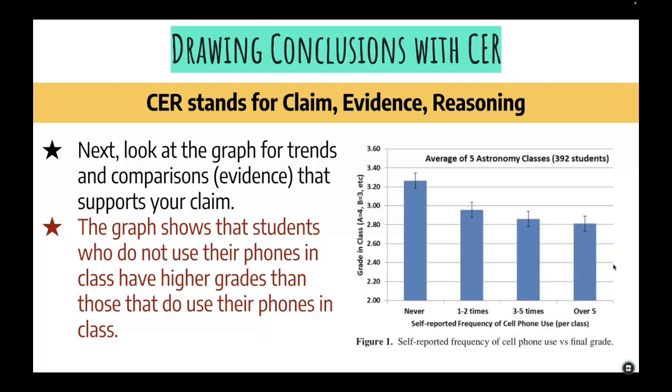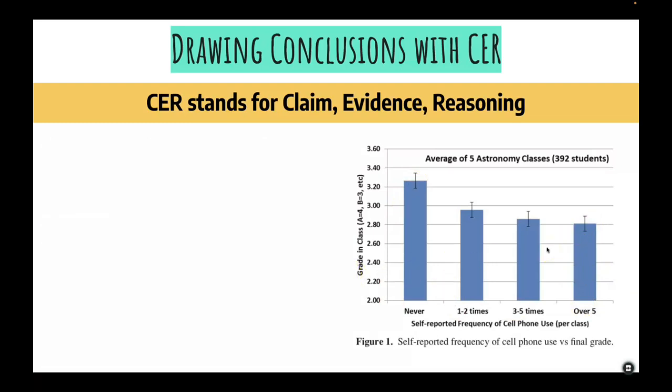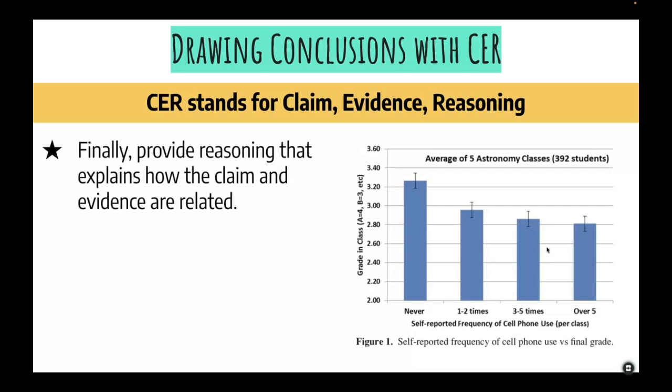So you can say the graph shows students who never use their phones have grades of 3.25, while those who use their phone over 5 times have grades of 2.8. So it's showing you that students who do not use their phones have higher grades, right? And then you want to find some reasoning. So explain how the claim and evidence are related. So why do you think that pattern is existing?